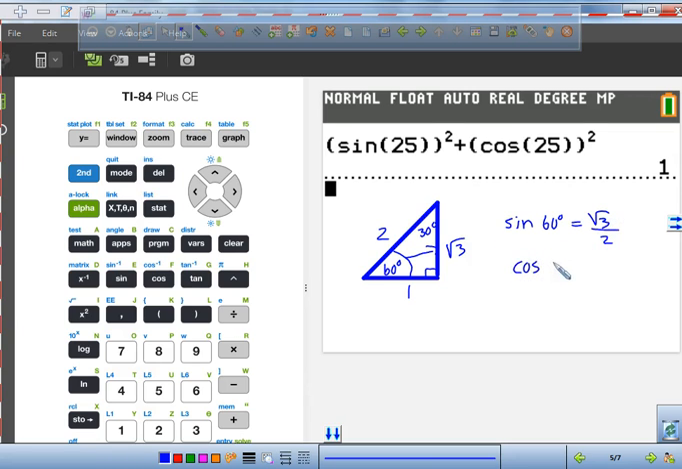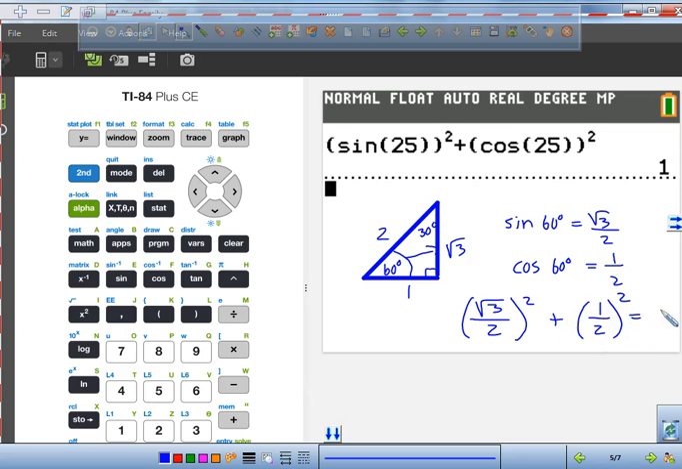Okay, so let's look at the cosine. What is the cosine of 60 degrees? What's the adjacent side? 1. And what's the hypotenuse? 2. So this is the sine of 60 degrees, and this is the cosine of 60 degrees. Watch what happens when I do radical 3 over 2 squared plus 1 over 2 squared. This is the sine of 60, this is the cosine of 60.